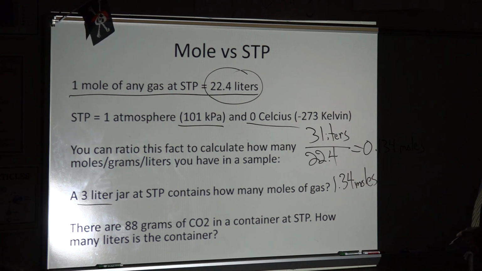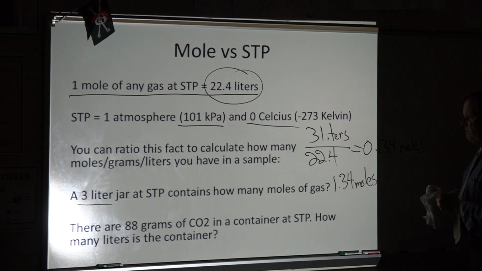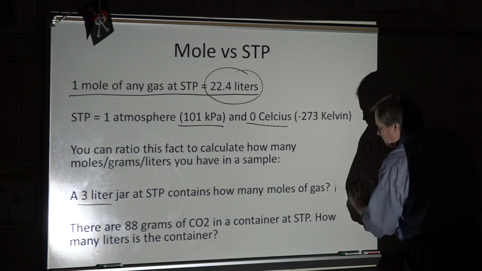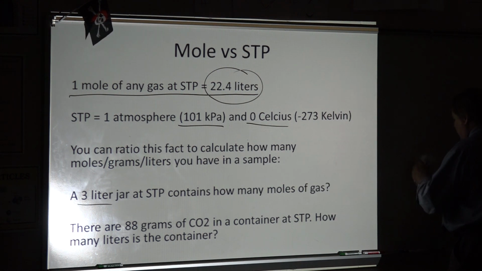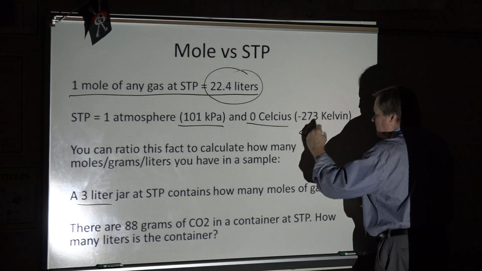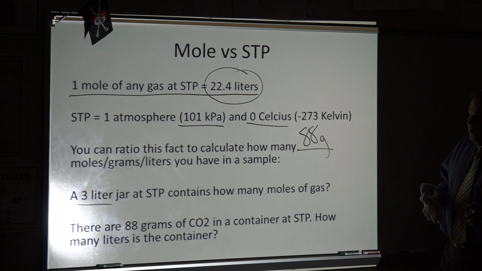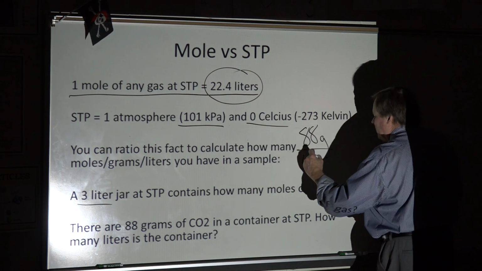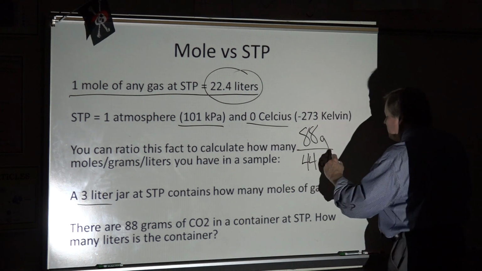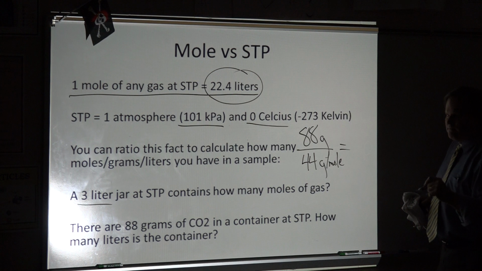All right, the more complicated version of this is when we give you grams and we've got to figure out moles. So I'm going to give you 88 grams of CO2. And how much did we say a mole of CO2 was? 44. 44 grams per mole.